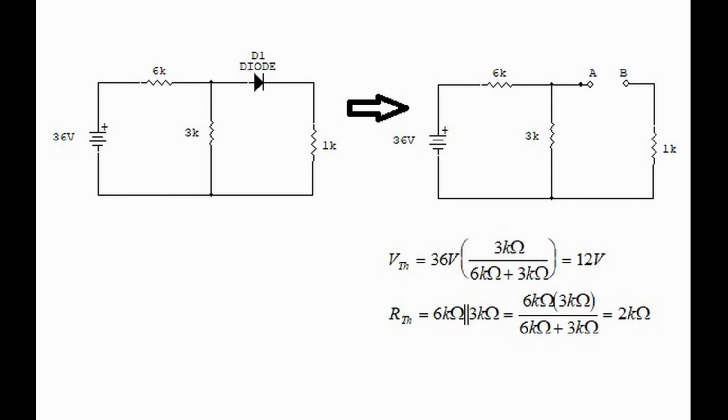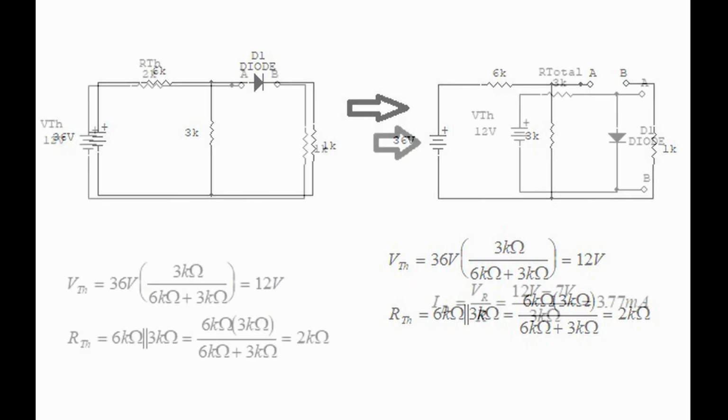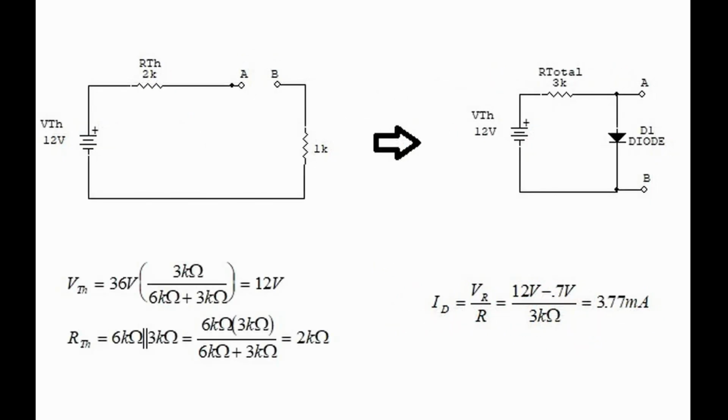Because the 1 kilo ohm resistor is out of the circuit, then the Thevenin resistance is 6 kilo ohms in parallel with 3 kilo ohms. And when we do the calculations, we find that Thevenin resistance is 2 kilo ohms. We have now calculated Thevenin voltage and Thevenin resistance, but now we have to take into consideration the 1 kilo ohm resistor. Including the 1 kilo ohm resistor, now we have a total resistance of 3 kilo ohms.